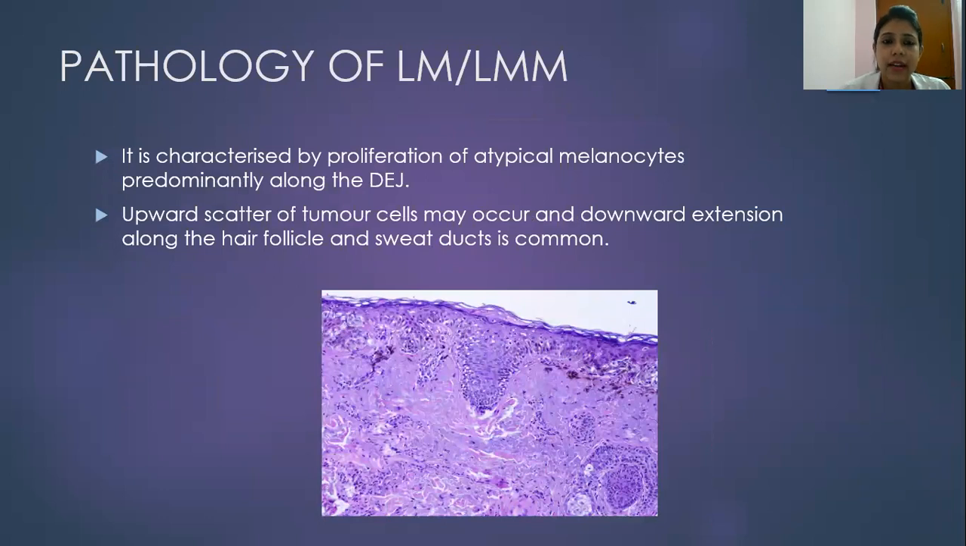Pathology-wise, it's characterized by proliferation of atypical melanocytes, predominantly along the dermal-epidermal junction. So along the DEJ, we can see a lot of atypical melanocytes. Upward scatter of tumor cells may occur, and downward extension along hair follicles and sweat ducts is also common.